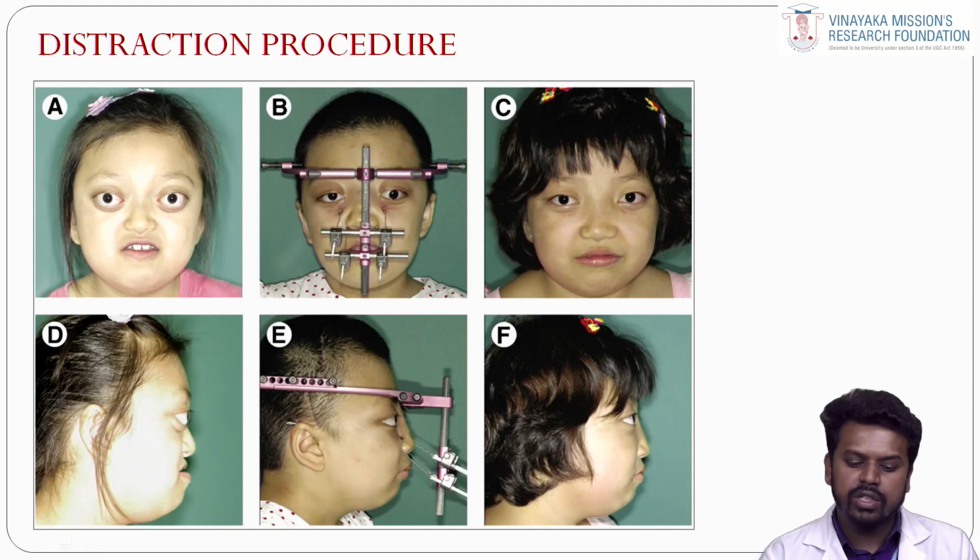These are the distraction procedures. The RED system, you all know, is nothing but a rigid external distraction device. Patients with Crouzon syndrome or any other syndrome can be treated with a distraction protocol.